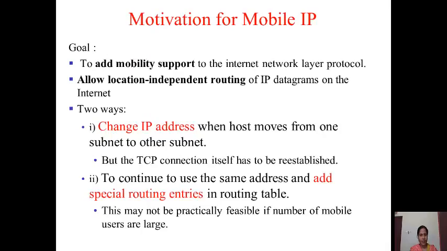Fine. What is the motivation for mobile IP? Why do we have to go ahead and extend the internet protocol to support mobility? The goals, as I said, are, one, to add mobility support to the internet network protocol, and the other, to support location independent routing of datagrams in the internet. To achieve this goal, there are certain ways that have been devised. There are two ways that we are going to understand now. One is we just change the IP address whenever the host happens to move from one network to the other network.